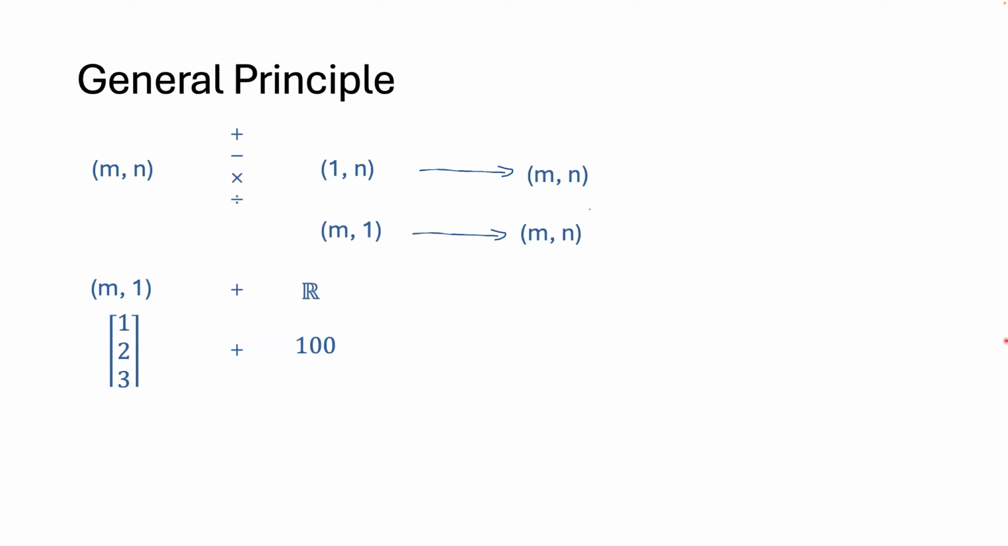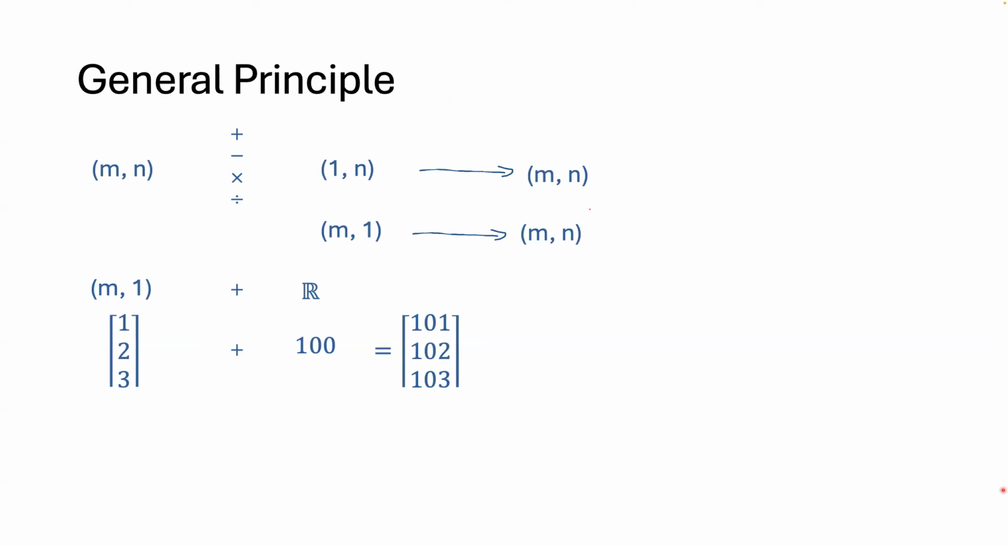Then you copy this number m times. So how many rows do we have? We copy it that number of times, until you get another m by 1 matrix. You'll see here, since it's a real number, we copy it 3 times. So it's going to be 100, 100, 100. And we're going to just add it to every row accordingly. So it will be 101, 102, 103.